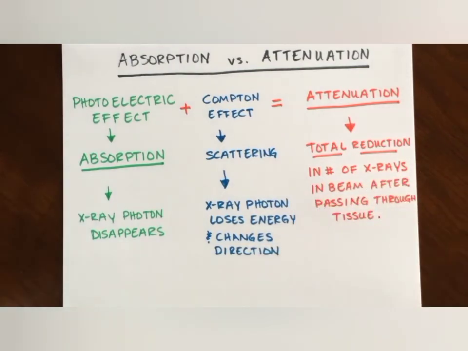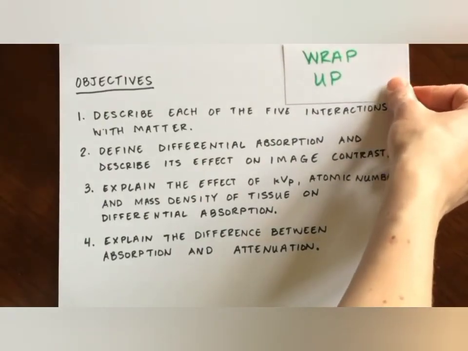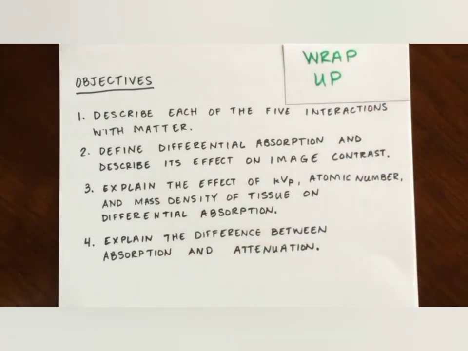Let's wrap up by reviewing your objectives. Specifically, you should know the name of the interaction, the energy range at which it occurs, the specifics of the process, and whether or not it has an effect on diagnostic X-ray images. You should be able to define differential absorption, describe how it affects image contrast, and explain how kVp, atomic number, and mass density affect differential absorption. Lastly, you should be able to explain the difference between absorption and attenuation. Should you need further information, your textbook has similar diagrams and explanations in the chapter on X-ray interactions with matter.